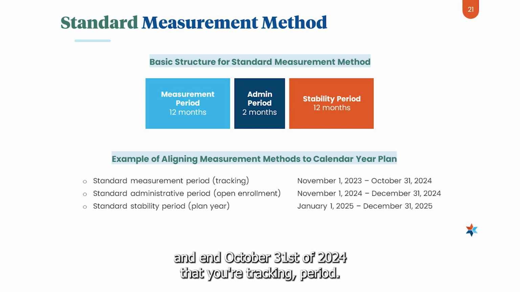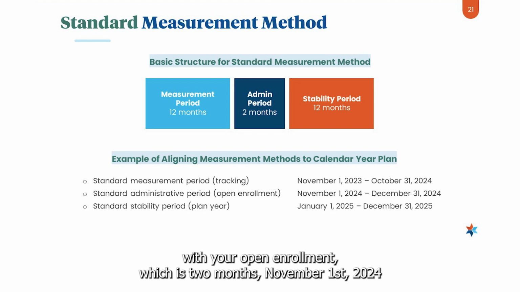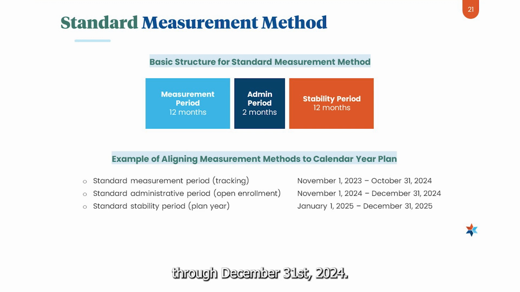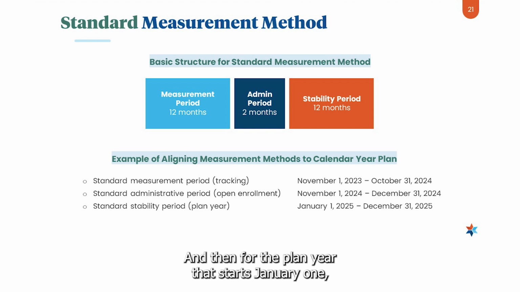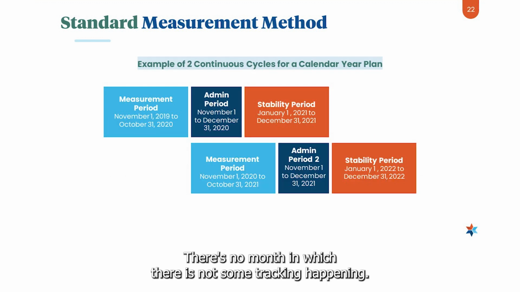That's your tracking period. Then you're going to have an administrative period, which is the time you also want to align with your open enrollment, which is 2 months, November 1st, 2024 through December 31st, 2024. And then for the plan year that starts January 1, that will go from January through the end of the year. And like I said, this cycle repeats every year. There's no month in which there's not some tracking happening.